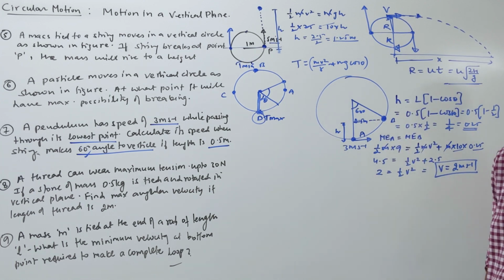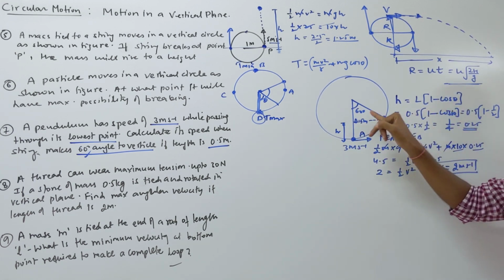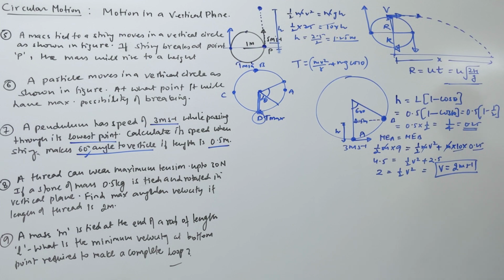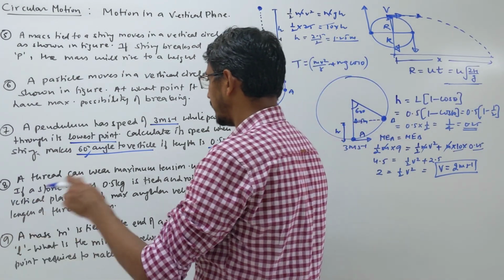I wrote it simply by conservation of energy. So I need to calculate the height here. This is the height formula in terms of angle. We have done it already, so you should be able to do this. Okay, let's move to the next question, question number 8.